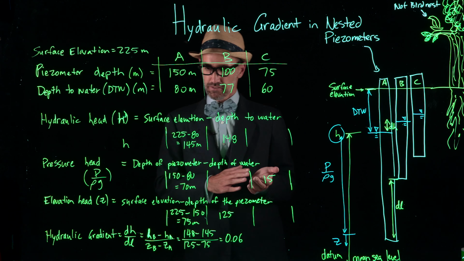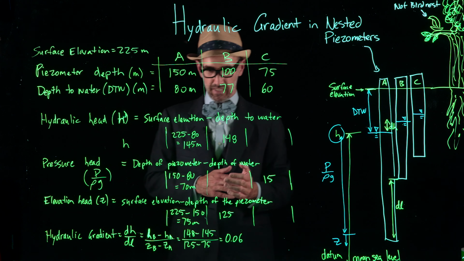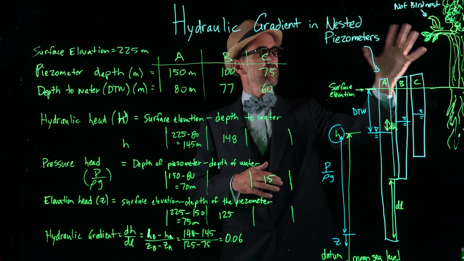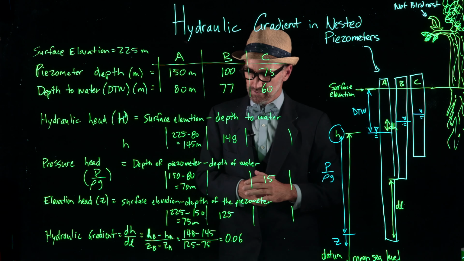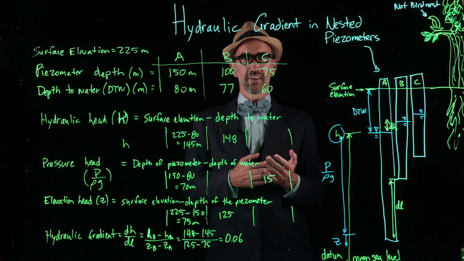So as homework and for fun, you can fill in these blanks, but I'll also ask you two more questions. The first is, can you calculate the hydraulic gradient between B and C? And the second is, is this situation, and this tree and this bird sitting in this nest, likely in a recharge area or a discharge area? And I'll leave it with that.